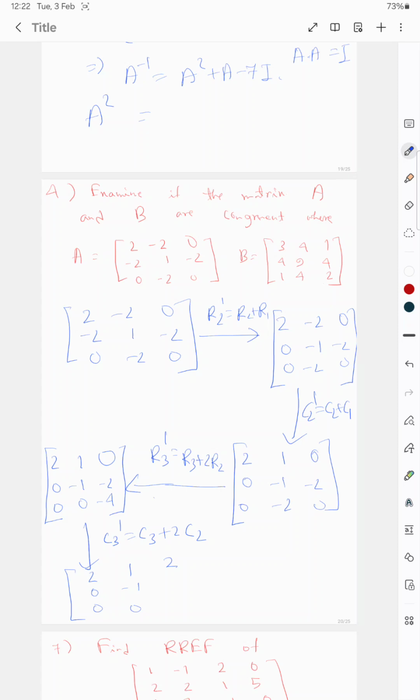I think I am making some mistake. This is not plus, this should be minus, right? Otherwise how will it cancel? So 0 minus of that, so it will be plus 4. Okay, now C3 minus 2 C2.